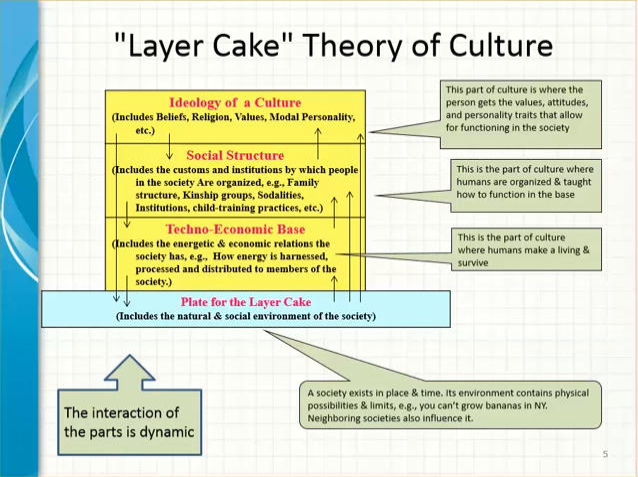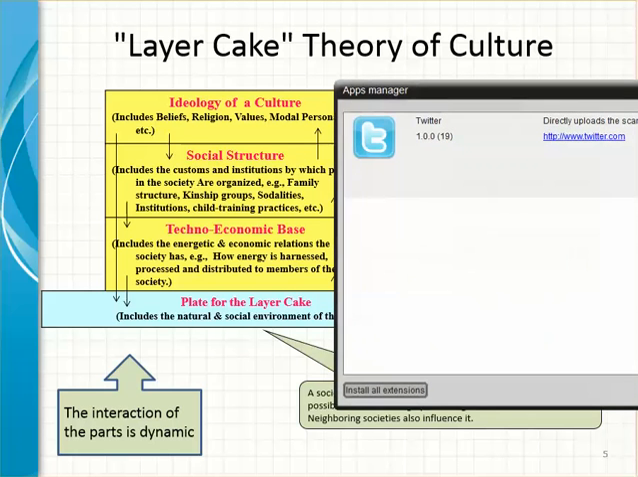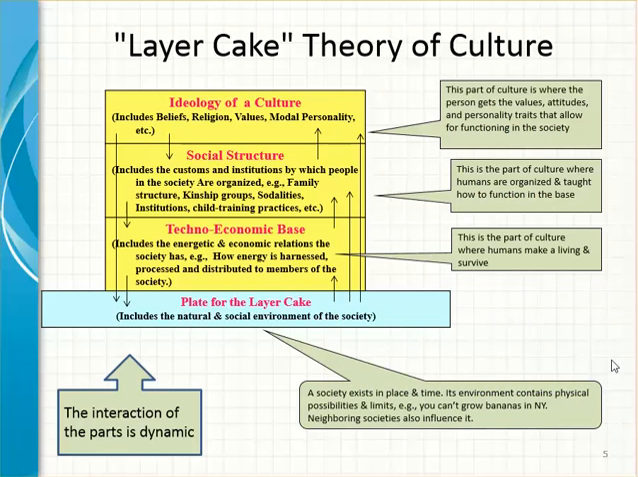Now, a society exists in place and time. Its environment contains physical possibilities and limits. Like I said, you can't grow bananas in New York. Now, the interaction is also dynamic. I show these arrows here, but they're not only going one way. The ideology influences social structure, influences the techno-economic base, and vice versa. So this process works both ways. It's a dynamic one.